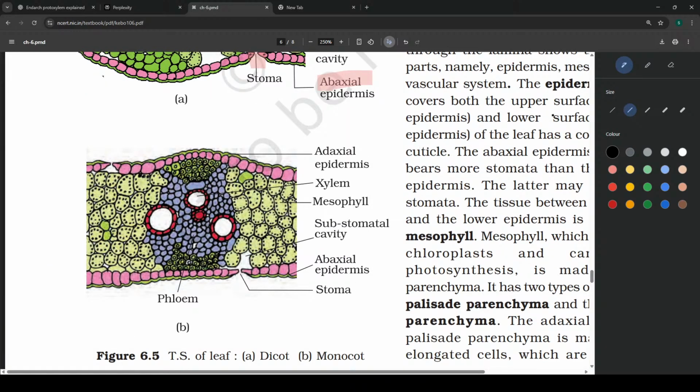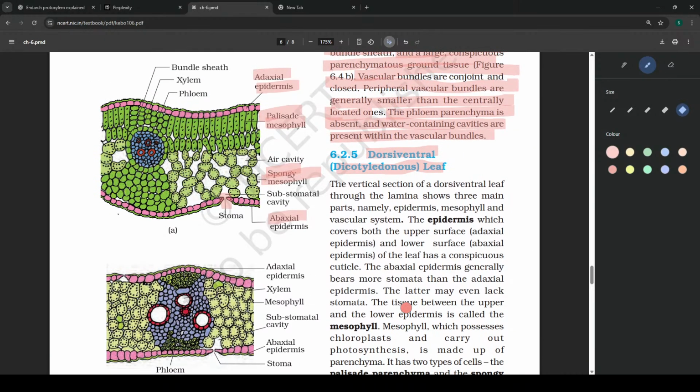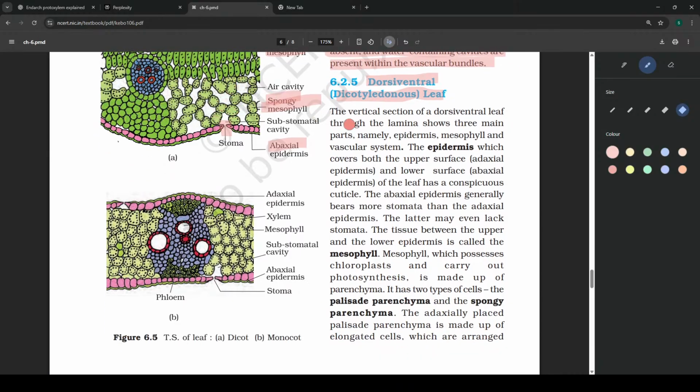Now let's see the paragraph they have given. The vertical section of the dorsiventral leaf through the lamina shows three main parts, namely epidermis, mesophyll, and vascular system. The epidermis, which covers both the upper surface, adaxial epidermis, and lower surface, abaxial epidermis, of the leaf, has a conspicuous cuticle to prevent transpiration or to avoid water loss.